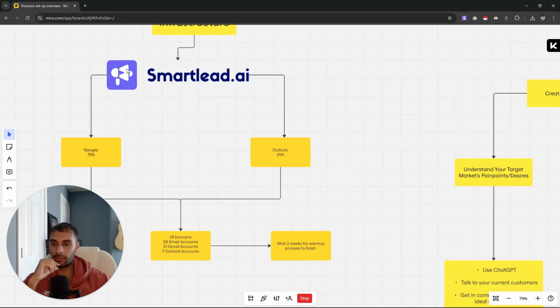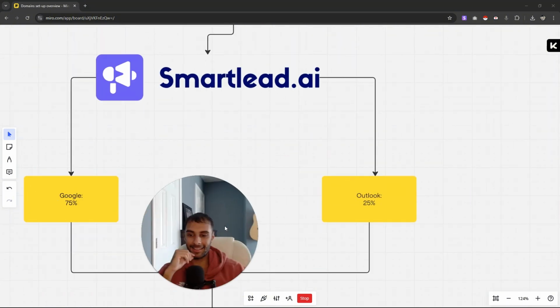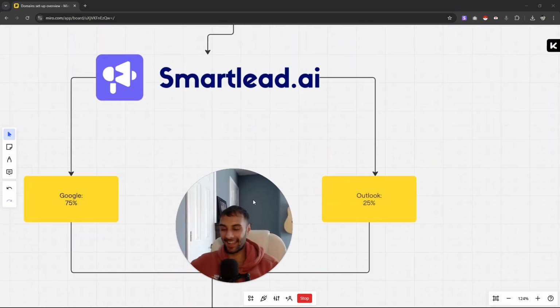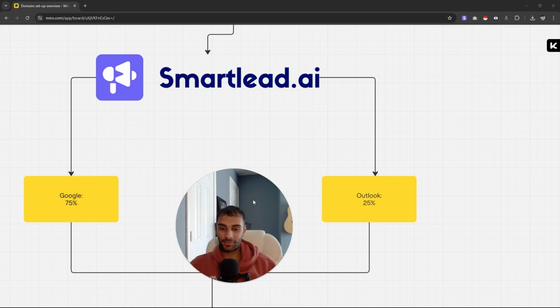Set up this infrastructure. Smart Lead makes it super easy. Like, it's dumb easy how you can set up this infrastructure. So go on Smart Lead, buy the domains on Smart Lead, set up email accounts on Smart Lead, and wait 2 weeks. Pretty simple, right?